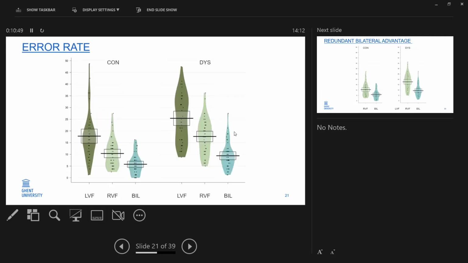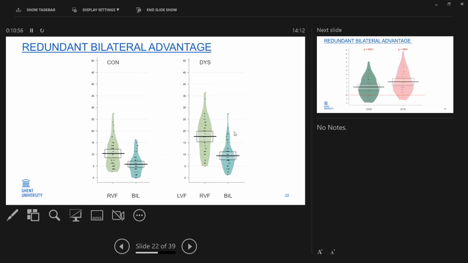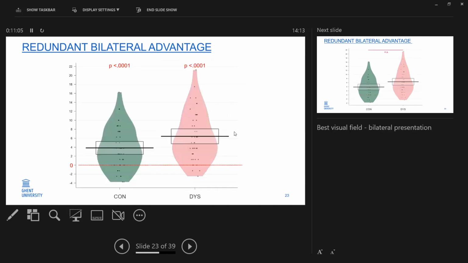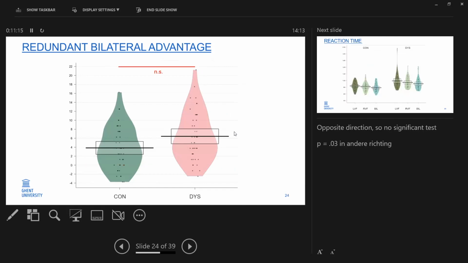Then over to the bilateral redundancy, the redundant bilateral advantage. So it's the right side of the graphs. You can see again, better score on the bilateral presentation compared to the right visual field. And it looks similar in the group with dyslexia. So indeed, if we have the 0 line, above 0 means that there is an advantage. Both groups have this advantage. And again, there is no significant group difference. So this was a bit surprising because that was the accuracy dependent measure. And I was kind of expecting that it would be the same as in the previous studies by Henderson and by Bradshaw and colleagues.